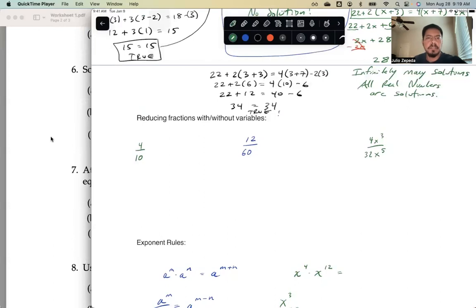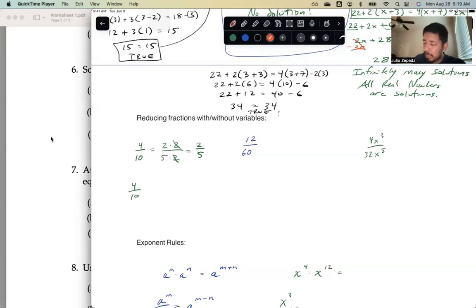So reducing fractions, I think generally people don't like fractions. But what's one way to do this? You can just factor, look at the factorization, and if there's anything common in the numerator and denominator, you can cancel it out, and we get 2/5.